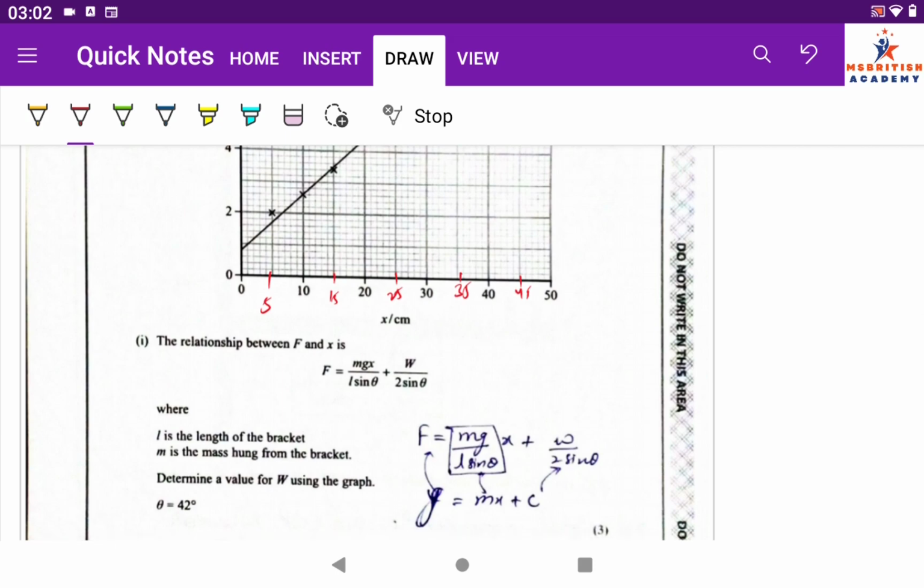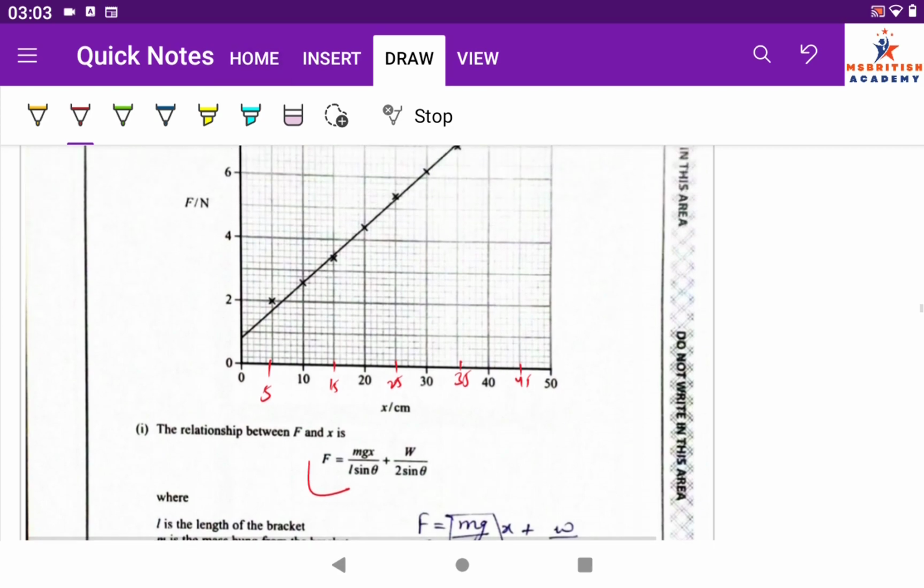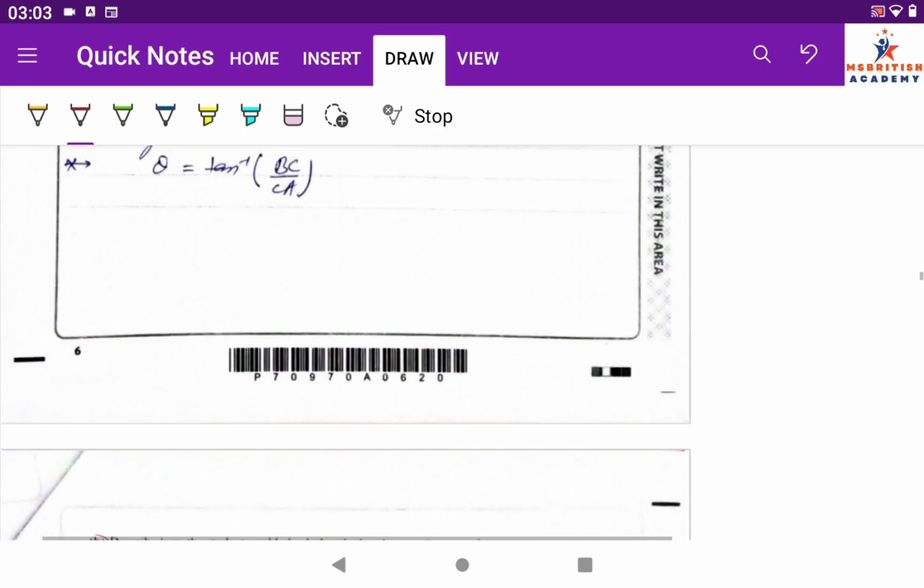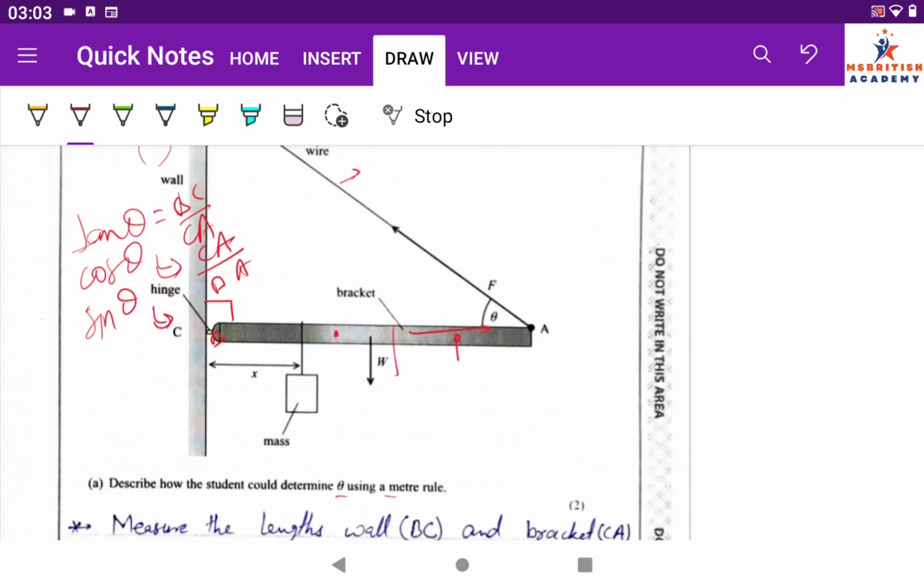The relationship between F and X is this formula: F is equal to mgx divided by L sine theta, plus W by 2 sine theta. You can find this from the free body diagram. Let me erase something here.